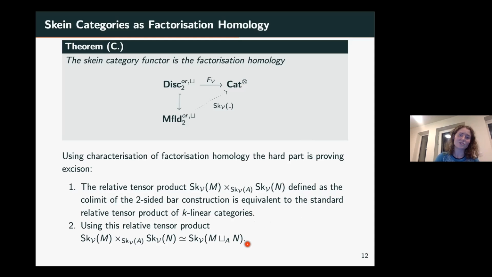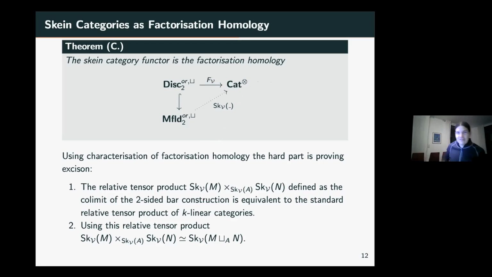And that's basically a playing-around-with-colimits proof. The second bit is basically just a topological proof to show that your Skein categories satisfy this definition of relative tensor product, when we have a nice concrete definition for it. So the relation is that a Skein category is just a factorization homology, in a particular case, when you have small k-linear categories and the E2 algebra is determined by the thing you use to color your ribbons by. Are there any questions?